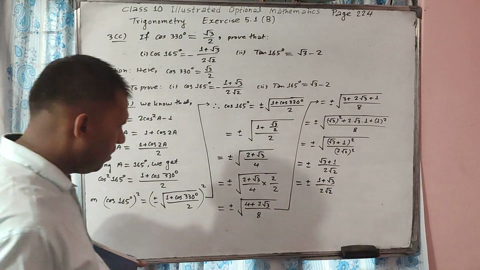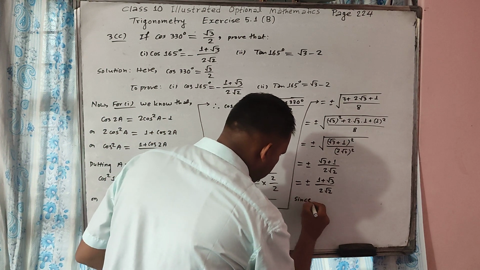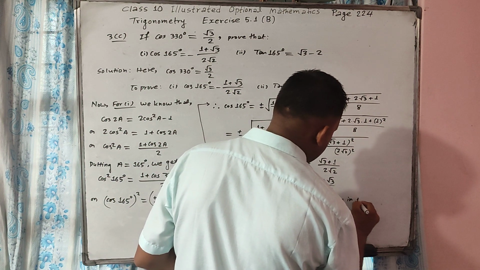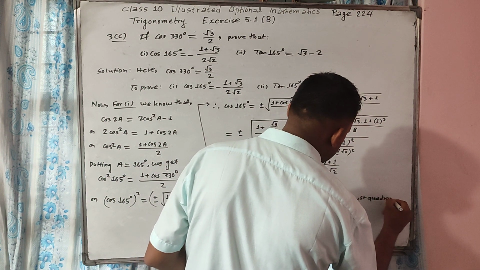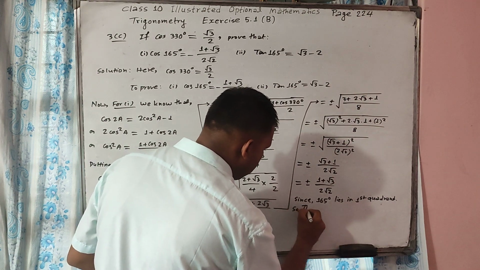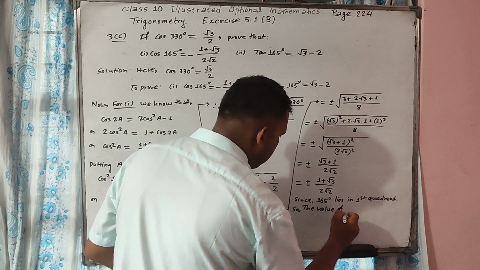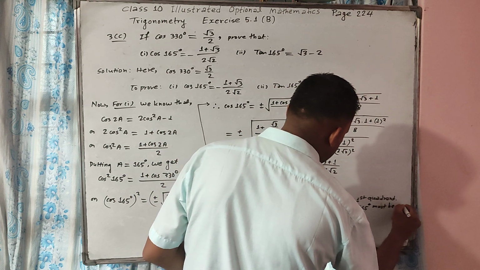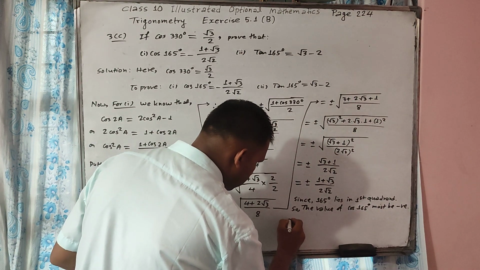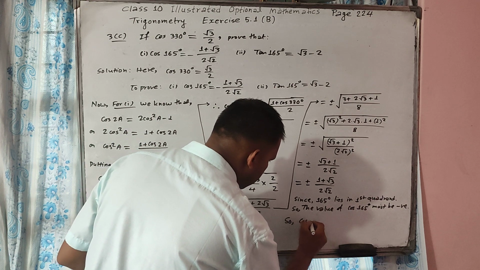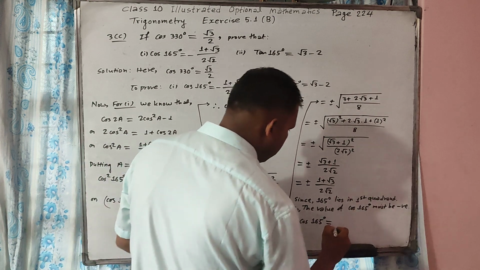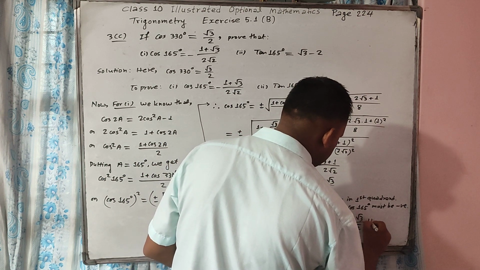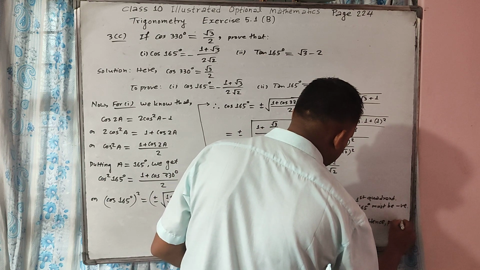Since 165 degree lies in the second quadrant, the value of cos 165 degree must be negative. So cos 165 degree equal to minus (1 plus root 3) whole upon 2 root 2. Hence proved.